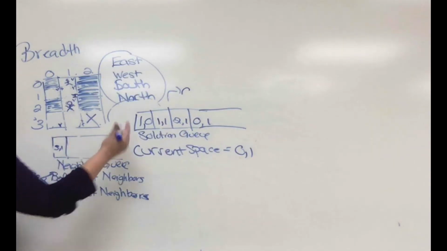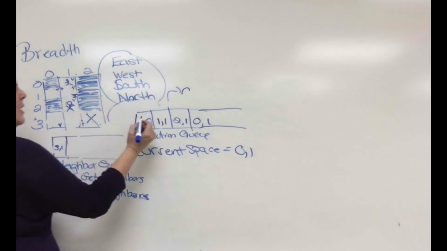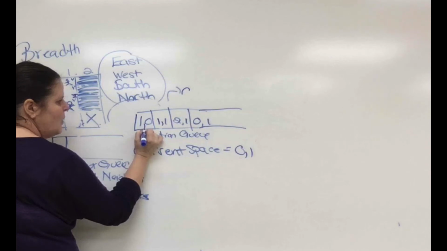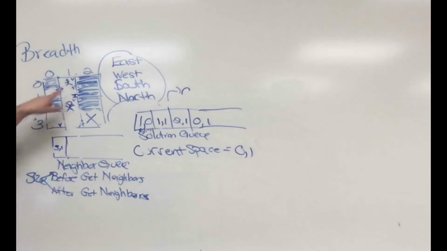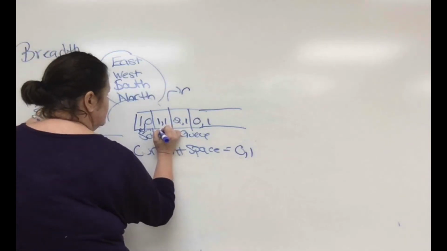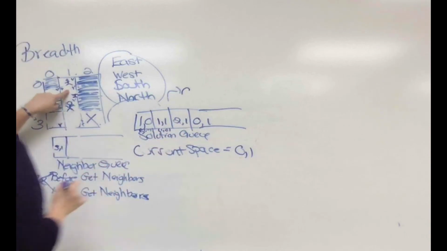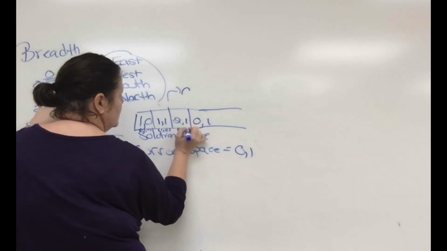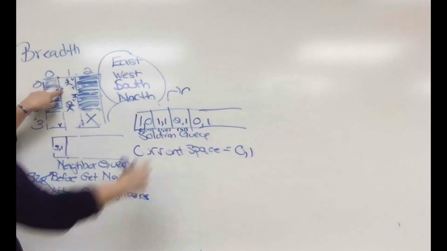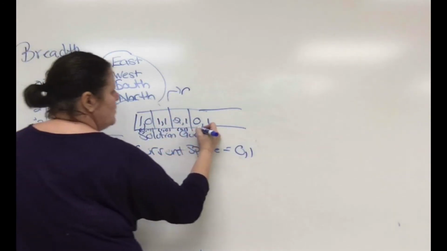Meaning that when we started at 1, 1, where did it come from? Well, I'm going to say it came from -1, -1, meaning that was the starting location. Well, where did 1, 1 come from? Well, 1, 1 came from 1, 0. That's its parent. Where did 2, 1 come from? 2, 1 came from 1, 1. Where did 0, 1 come from? It also came from 1, 1.